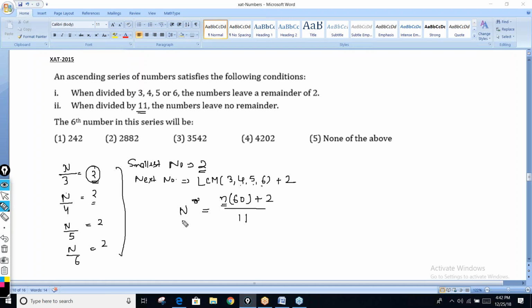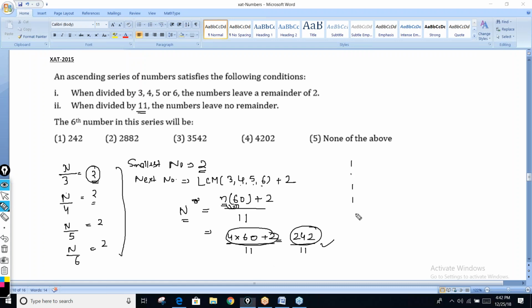We are looking for that particular number. So find the value of n such that we get an integer value. So if I put 1, 62, no, it will not be an integer. If I put 2, 122, it will not be an integer. If I put 3, 182, again not an integer. But if I put 4, I'll get an integral value. So the smallest number which is satisfying this condition is 242. So 242 is the smallest number which is divisible by 11 also.